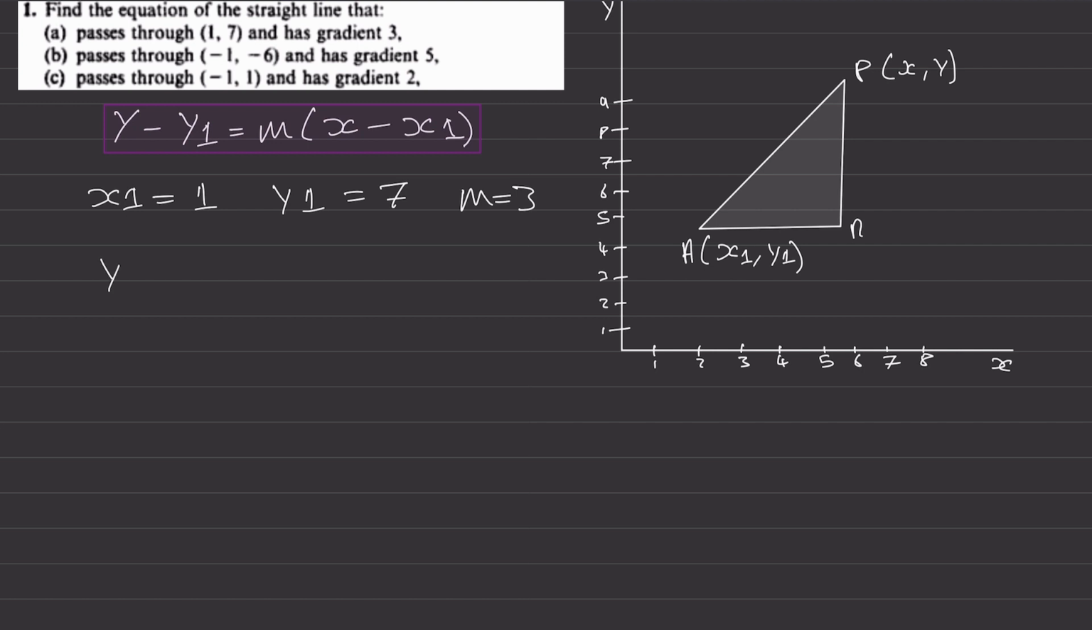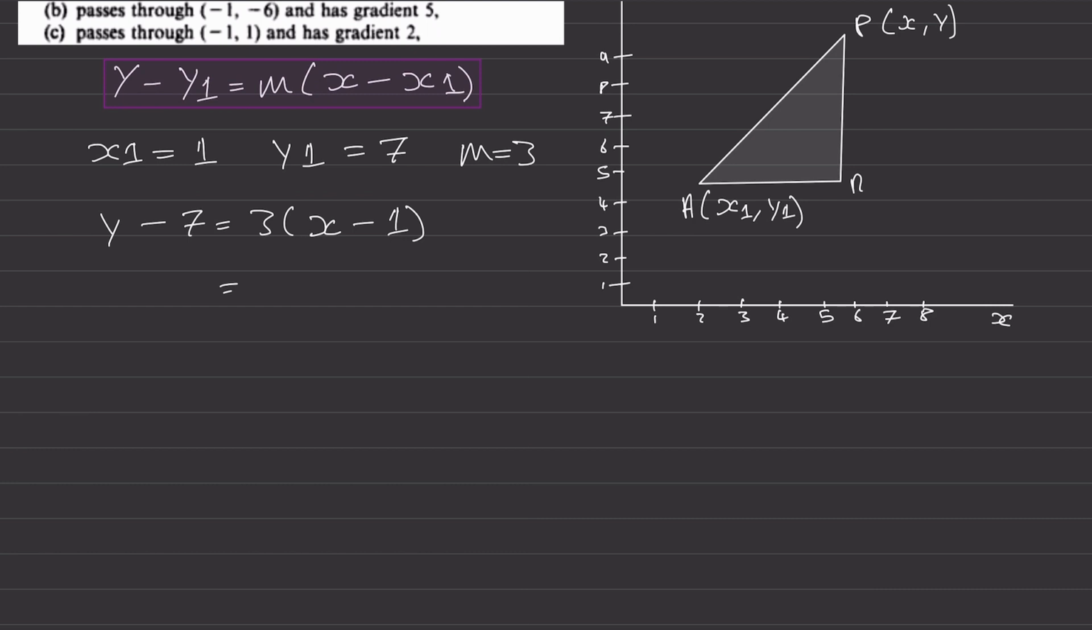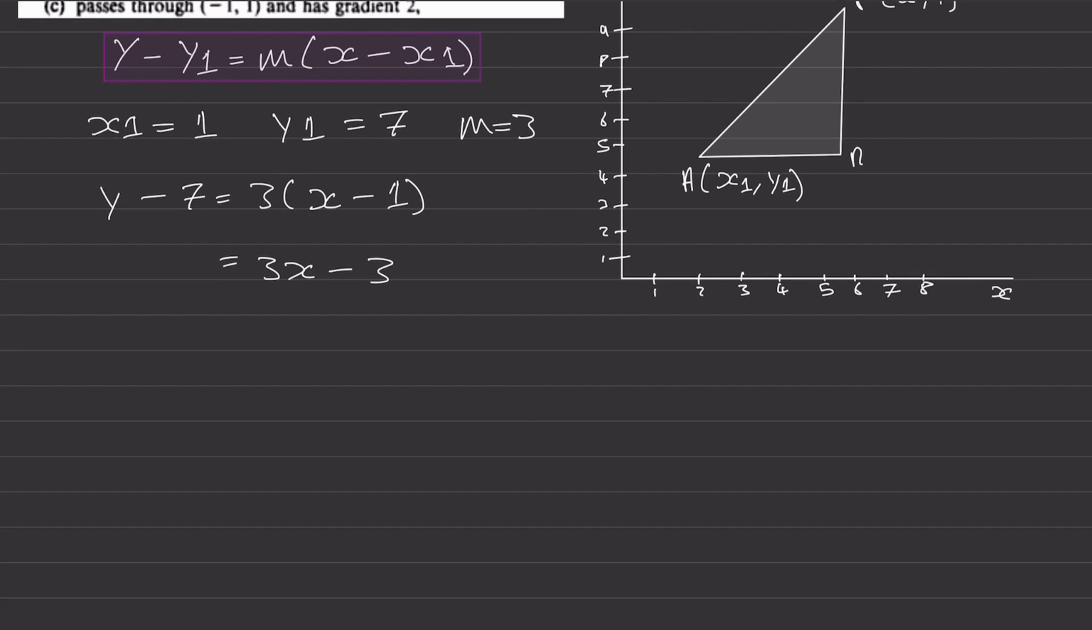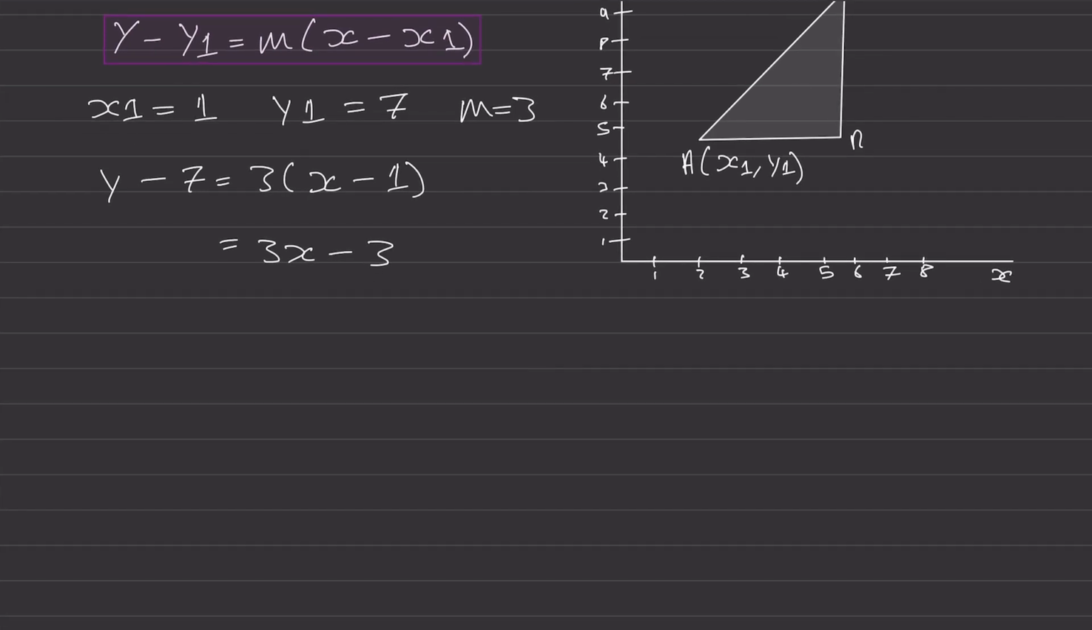So y minus 7 is equal to m, which is 3, multiplied by x, just x on its own, minus x1, which is 1. Let's expand the brackets, so you get 3x minus 3. What we're left with is y minus 7 is equal to 3x minus 3.